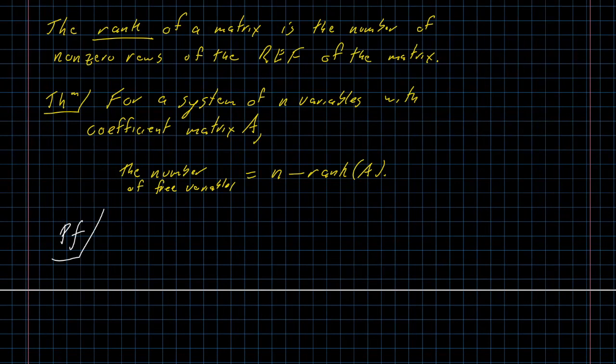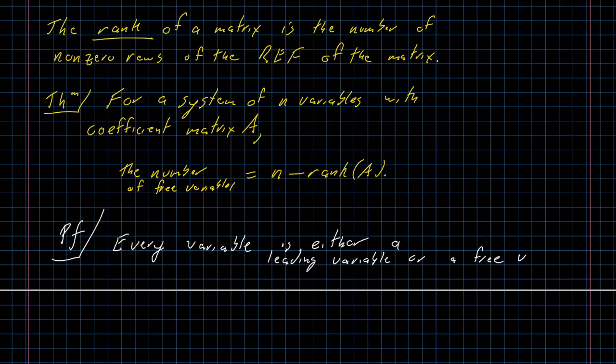And the proof of this theorem is a lot more straightforward than you might think. Although it's a challenging theorem because it involves no algebra whatsoever. Every variable is either a leading variable or a free variable. That's kind of the definition. The free variables are every variable which is not a leading variable.